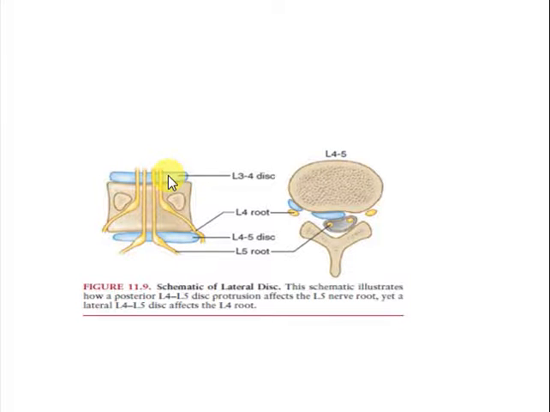Again, I will repeat it so that we can understand it better. If there is a lateral disc protrusion here, it will compress the L4 nerve root, resulting in symptoms that might mimic the L3-4 disc protrusion. So the surgery will be performed on the L3-4 instead of being performed on the L4-5, which is the disc that's causing the symptoms. So that's why we need to confirm if there is a lateral disc protrusion.